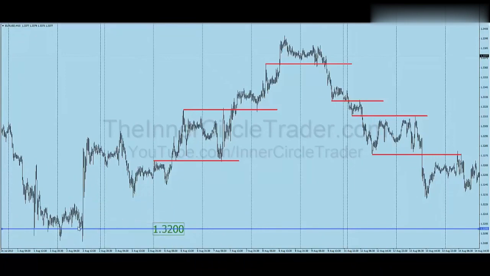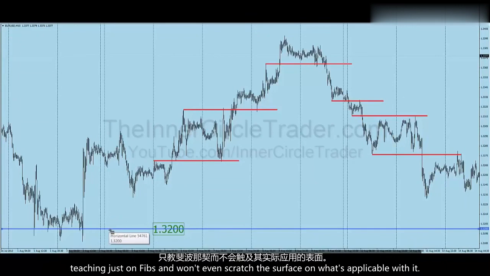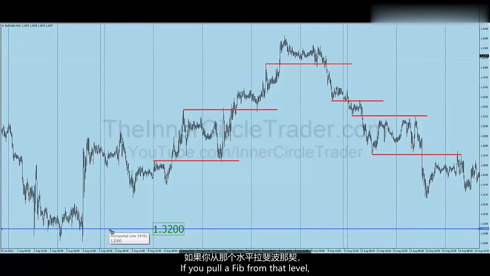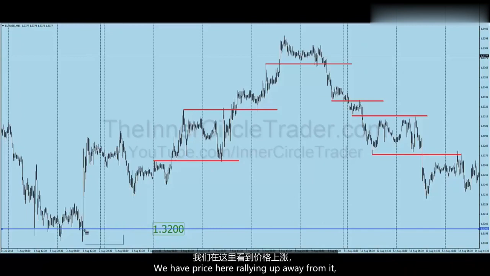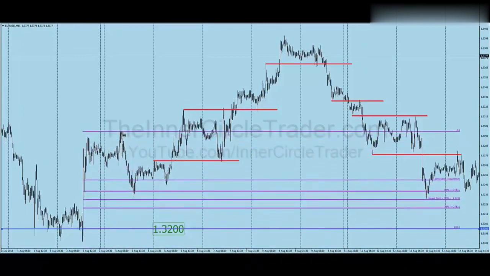Okay, so we have a price level that's being worked here, and we have a very short-term high here as well, but this retracement here, okay, you see that? We're going to introduce briefly, I don't want to do too much of this because I can very easily turn this into a 4-hour teaching just on fibs and won't even scratch the surface on what's applicable with it. But if you pull a fib from that level, okay, this is a support level. Okay, we have price here rallying up away from it, making this high here.